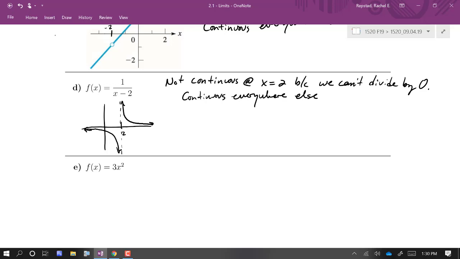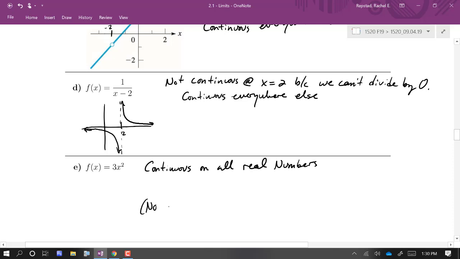So it's continuous everywhere, right? This is continuous on all real numbers because there are no jumps, no danger of dividing by 0, and those are really what we're looking for.